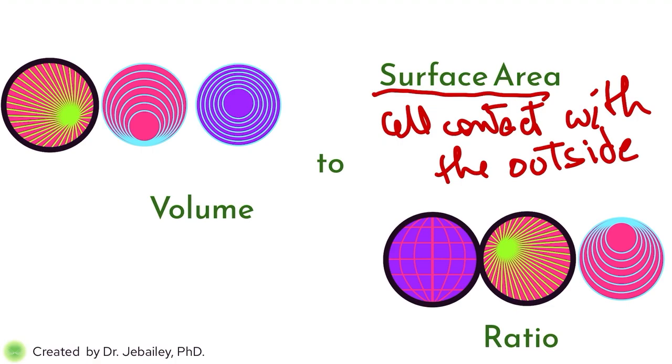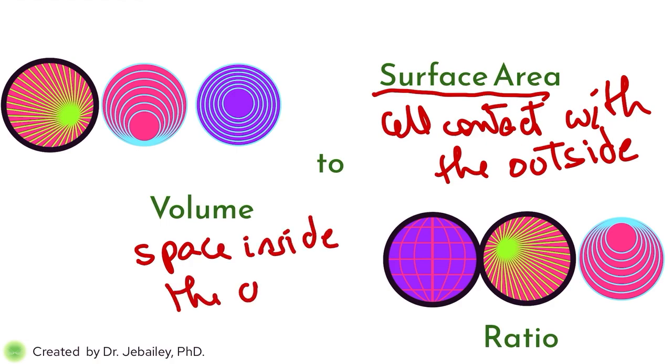And volume, we're going to talk about the space inside the cell. In this case, we can say the cytoplasm. So we're talking about the contact of the cell with the outside in relationship to how much space there is inside of the cell, the ratio. So this is what it is.